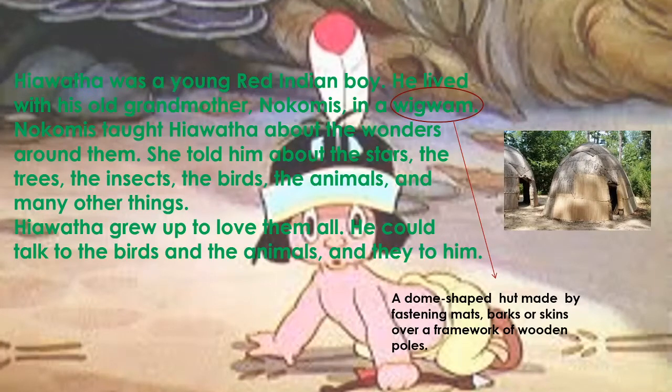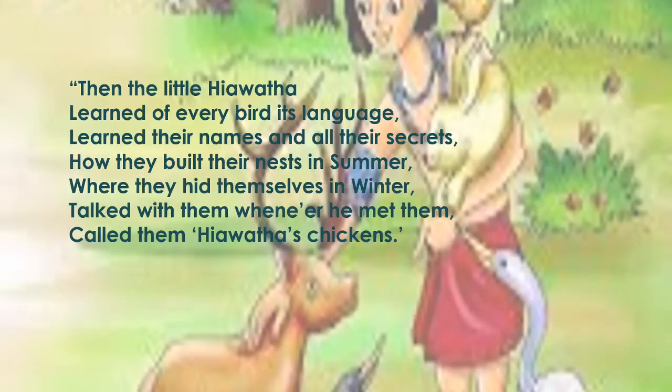Nokomis taught Hiawatha about the wonders around them. She told him about the stars, the trees, the insects, the birds, the animals, and many other things. So, Hiawatha's grandmother, Nokomis, taught Hiawatha about everything related to nature. Hiawatha grew up to love them all. He could talk to the birds and the animals, and they to him. Now, let us begin the poem.